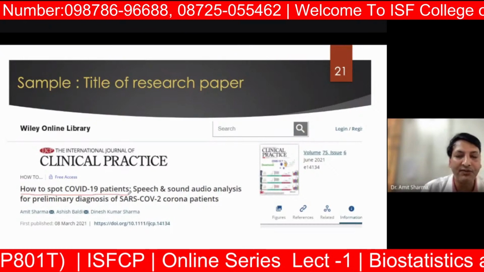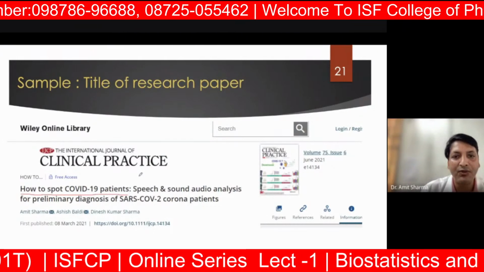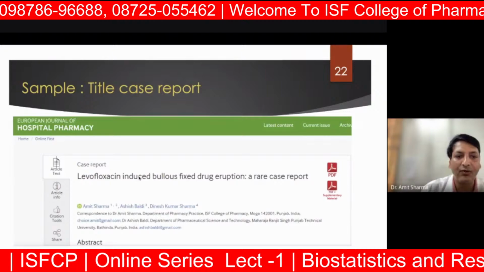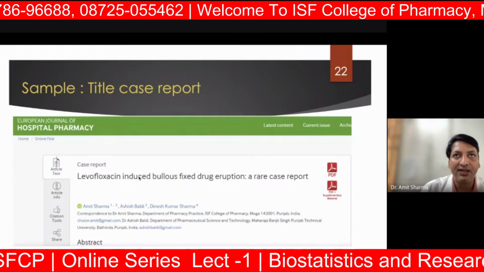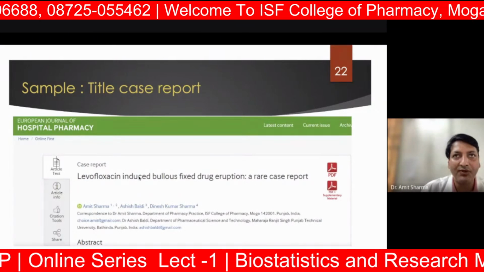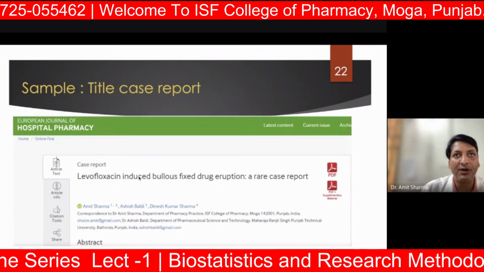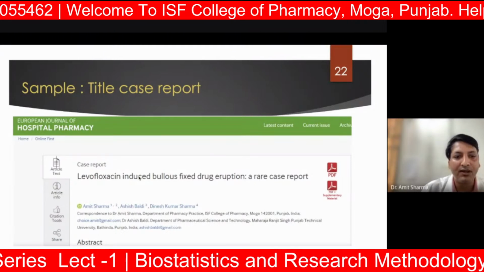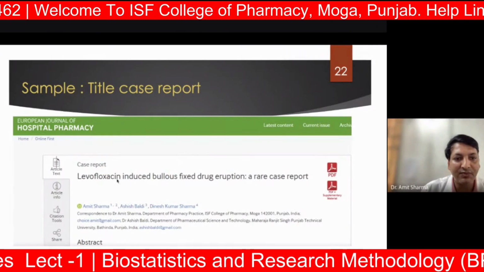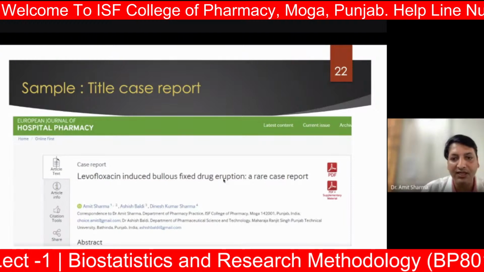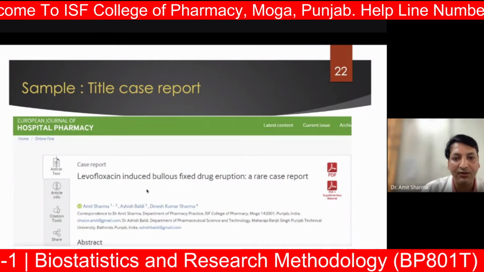But for a smaller study, for example, if you are writing a case report on a single patient, then there is no need to add anything which I have shown in the slide, that means type of research or type of study design, independent variable, dependent variable. Directly you can write in such a way like I have written in the case report. This is also a case report written by me in 2021.